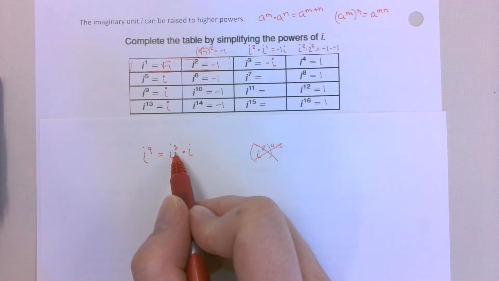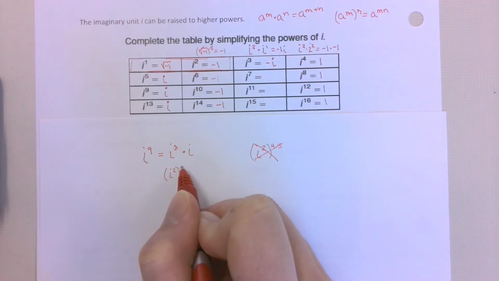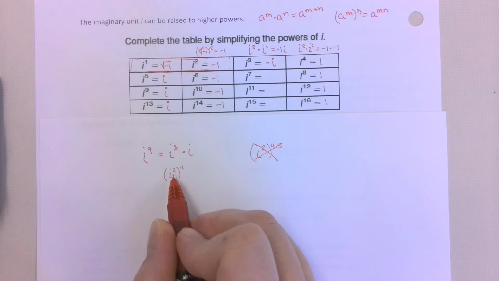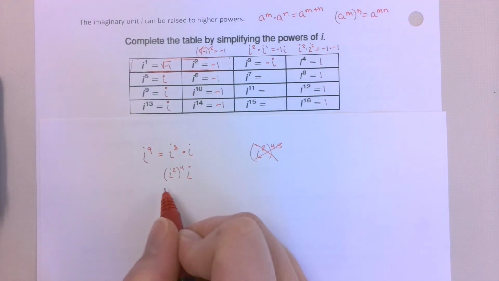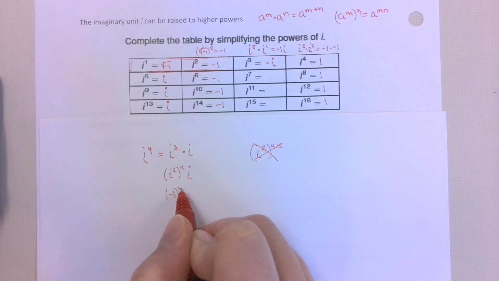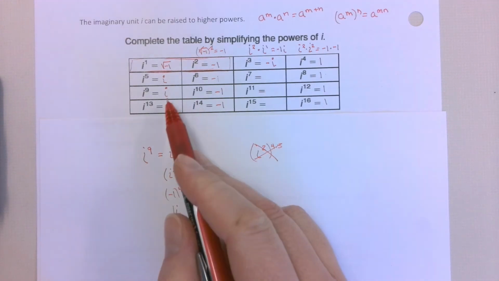So I'm going to work with i to the 8th, and it's going to be i squared to the 4th. 2 times 4 is 8. Always put a 2 in here, and then build your power. And I keep the extra i there. This becomes negative 1 to the 4th times i. So negative 1 to the 4th is 1, so my final answer is i.